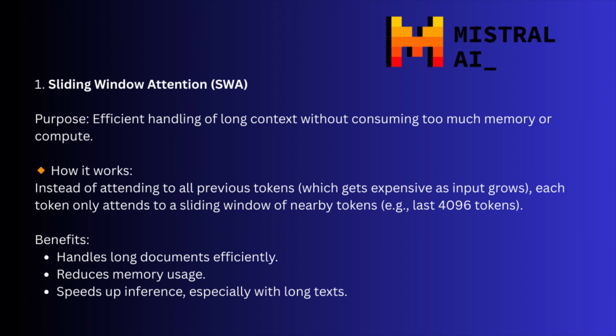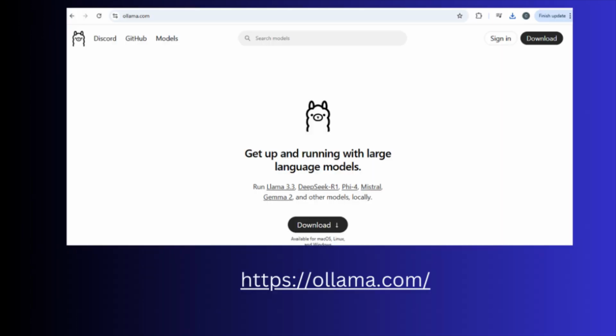Mistral's key innovation is its sliding window attention mechanism, which allows it to process long context efficiently without needing excessive memory. It also uses grouped query attention to enhance inference speed, making it well suited for both cloud and edge deployment. The model is trained on a large high-quality dataset filtered from the web, making it strong in general-purpose knowledge and reasoning. To run this model locally, I am using Ollama.